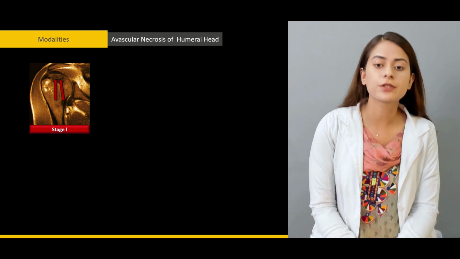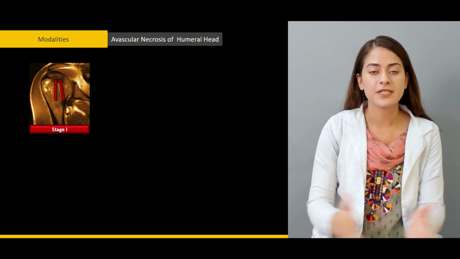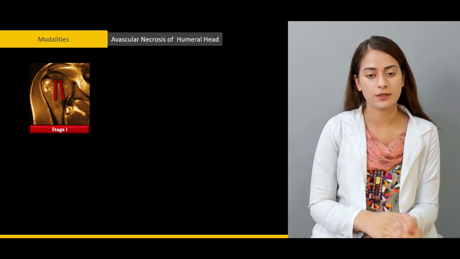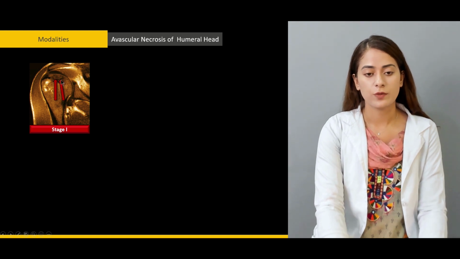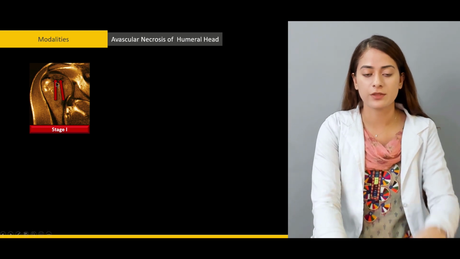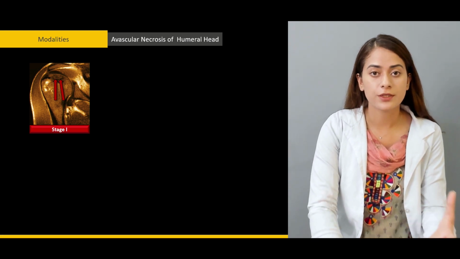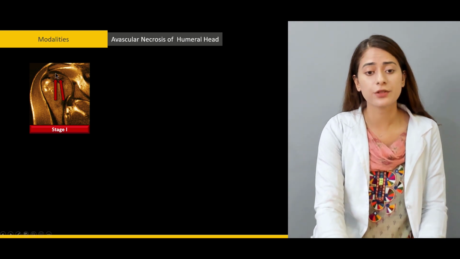So now we will talk about avascular necrosis. Avascular necrosis is actually the ultimate death of a tissue, or a bone in this case, because of the cessation of nutrients and blood to that area. This is stage 1, where we can see the nutrient artery is what supplies the bone with nutrients and blood supply, right? If there is any disruption in the supply of the nutrient artery, there is a resultant necrosis, which is known as avascular necrosis.